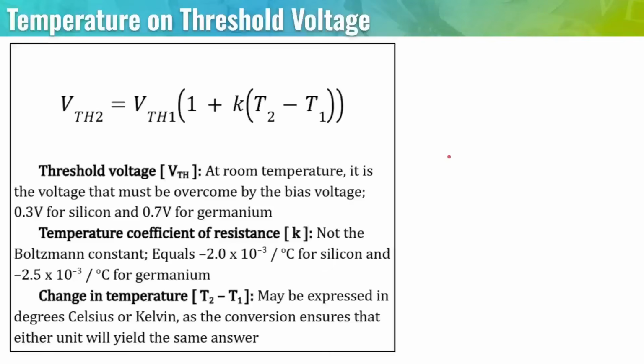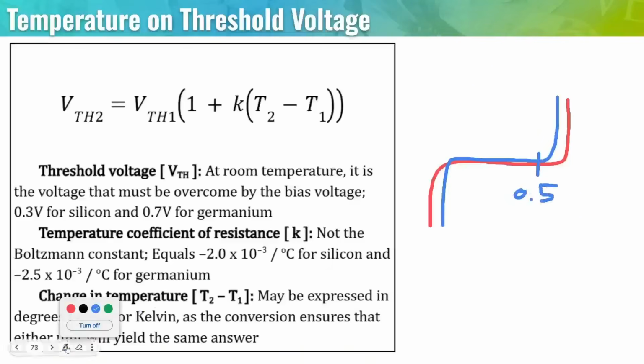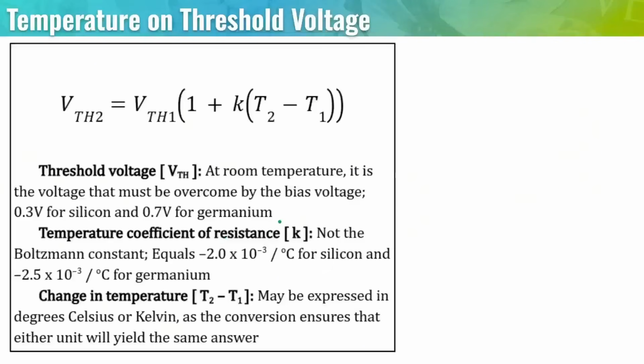The threshold voltage is the voltage that must be overcome by the bias voltage. If this is our characteristic curve, we know that temperature can affect the threshold voltage. It can make it like this. For example, at room temperature, we know that silicon has a threshold voltage of 0.7. At a certain temperature, it could be just 0.5, and at another temperature, it could be something like 1. So that is the concept here.